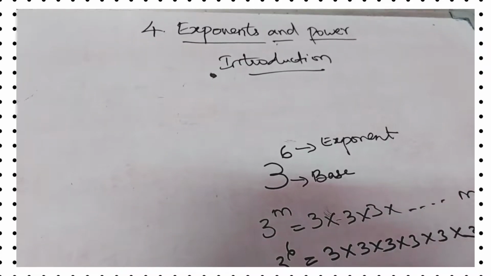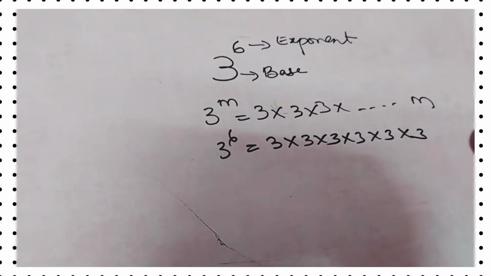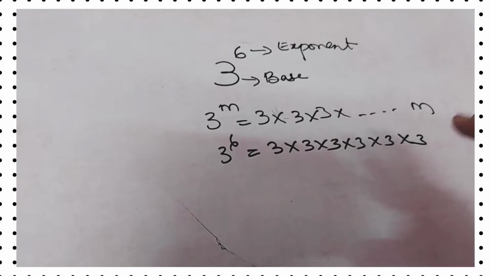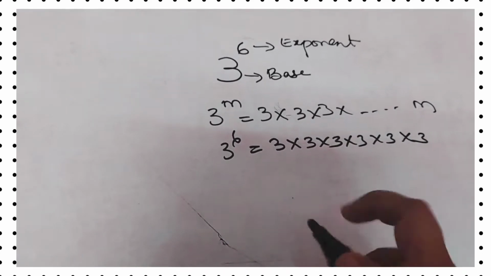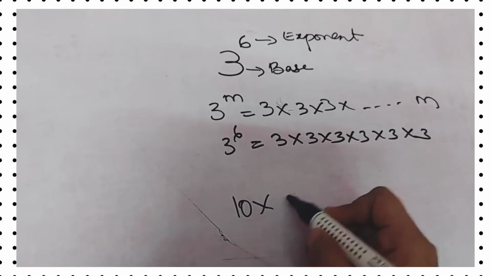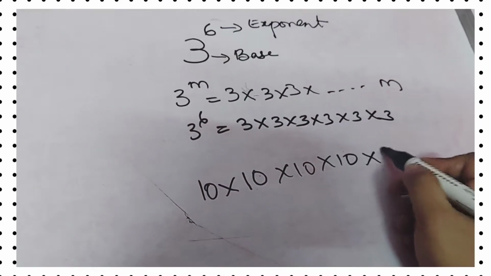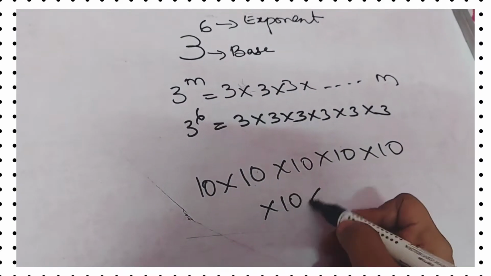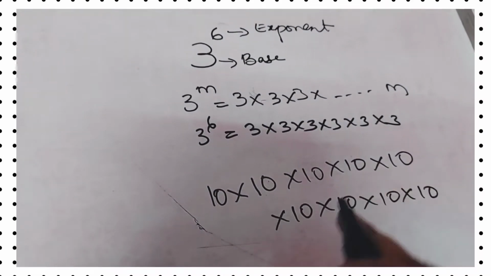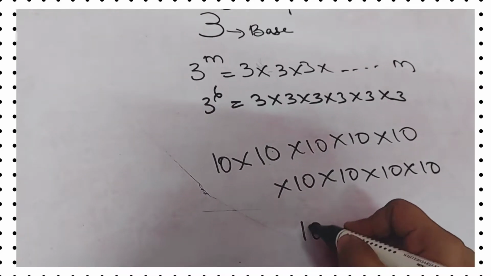These exponents and powers are used to represent very large numbers or very small numbers in a simplified manner. For example, if we have to show 10 to the power of 9, we are writing 10 nine times: 1 2 3 4 5 6 7 8 9. Here I am writing 10 nine times. We can write it in the simplest way as 10 to the power of 9.